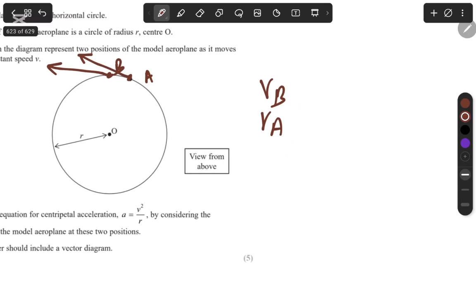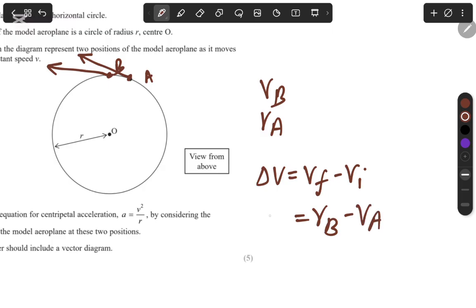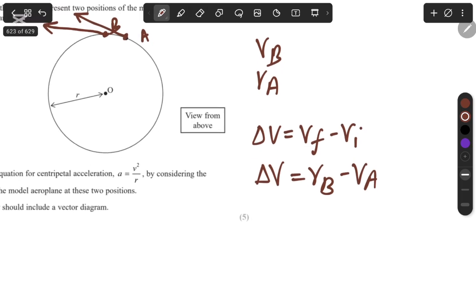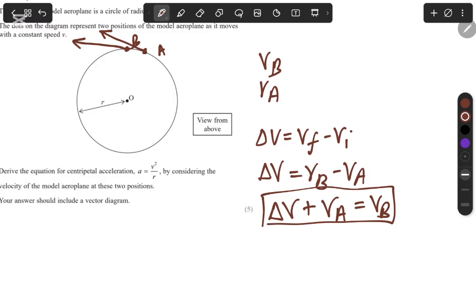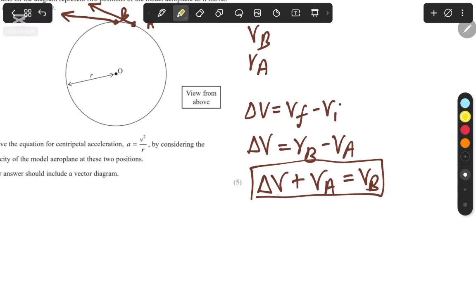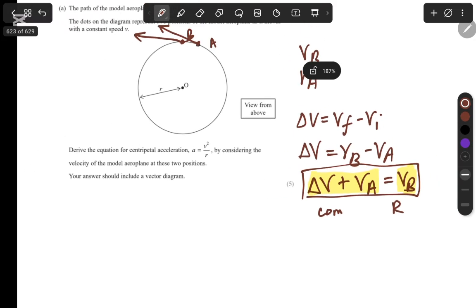All right, so change in velocity is equal to velocity final minus velocity initial. That's VB minus VA, which is delta V. So delta V plus VA, velocity at A, is going to be velocity at B. That's the equation that we've got. Now in these types of equations, remember, these are vector equations. These are going to be your components, and this is going to be the resultant.